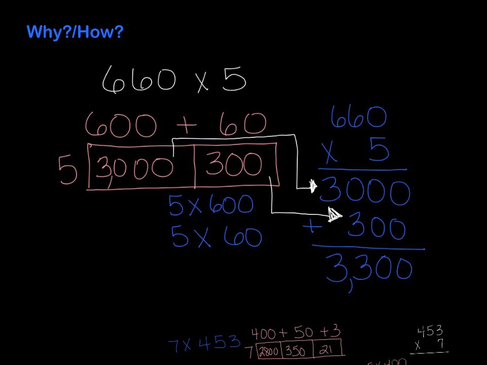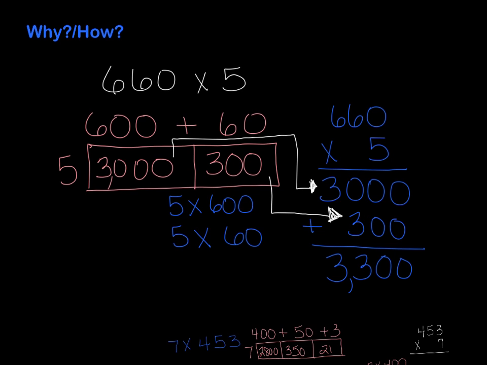So if we stack the problem over here on the right in the blue, you can see what I've done here. I've taken the 5 times the 600, and that gives me 3,000. I've taken 5 times 60, and that gave me 300. I added those two numbers together, and that gave me a total of 3,300.